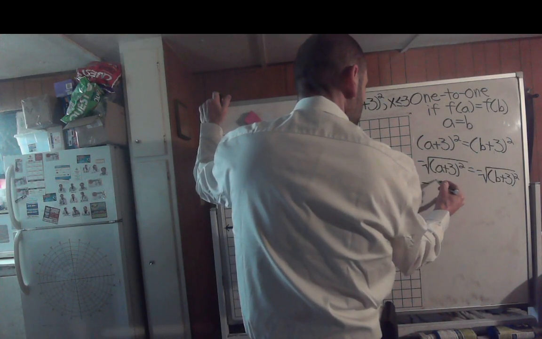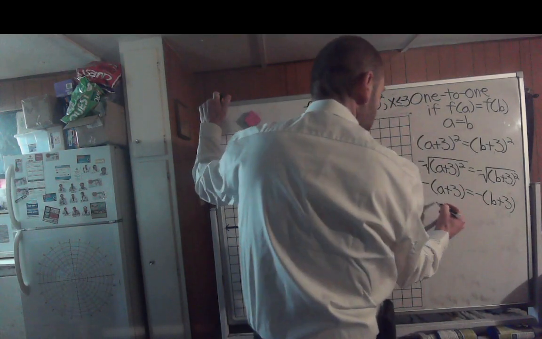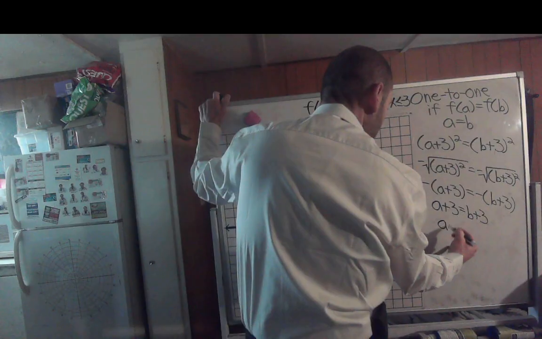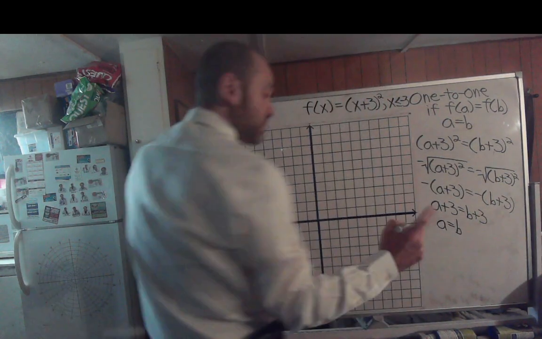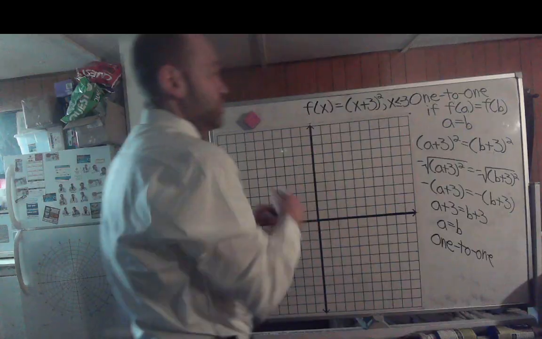which would end up giving you the negative of a plus 3 is equal to the negative of b plus 3, which would turn into simply a plus 3 equals b plus 3, which would give you that a equals b. So yes, this would be a 1-to-1 function if you just restrict each half of the parabola, if you restrict each half of the quadratic function. But as a whole, it's not 1-to-1.